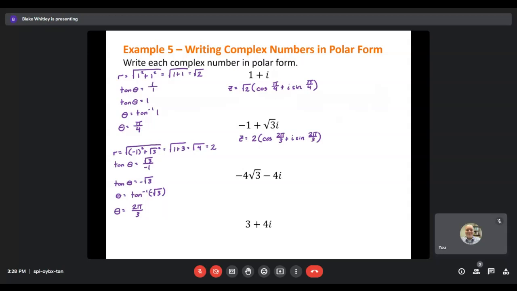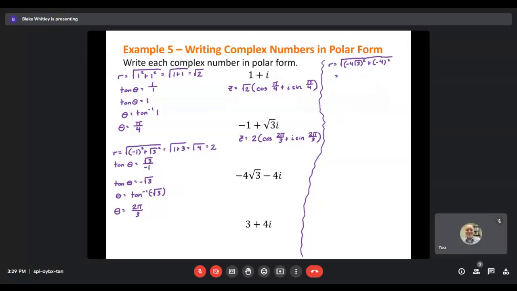All right, now the third one here, we've got -4 square root of 3 minus 4i. And we need to find our r value first. So r equals the square root. This time we've got -4 square root of 3 squared plus -4 squared.